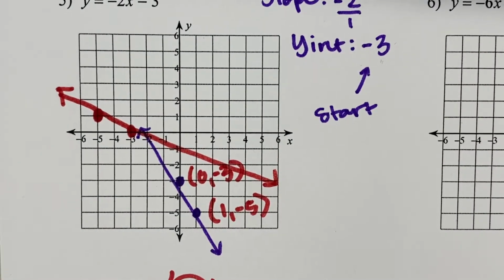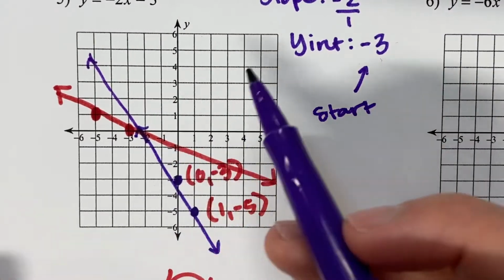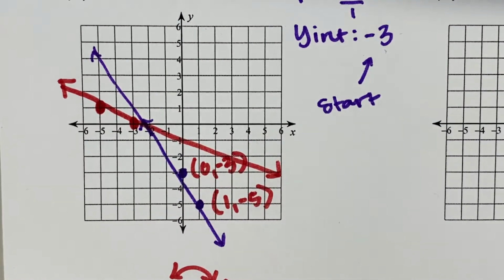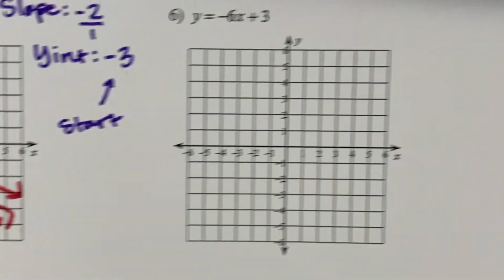Okay, so you can kind of see, if I kept the purple one going, that they're kind of reflections of each other, opposites. Okay, so let's go ahead and do that again.